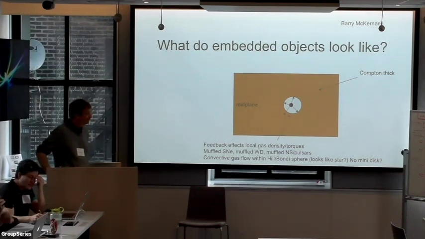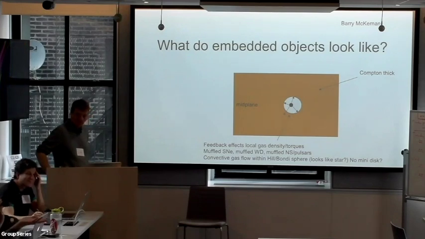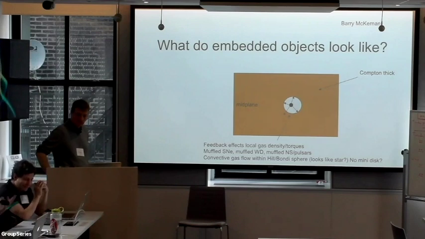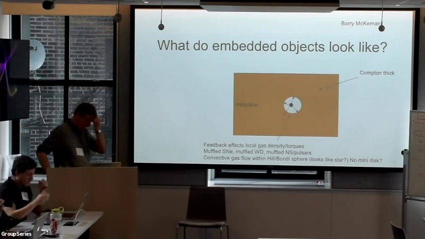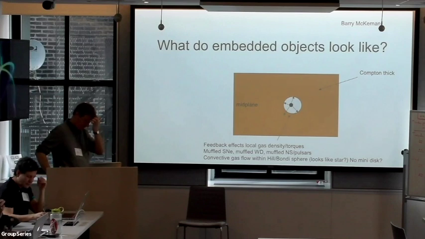So for example, we may have supernovae going off. Are they going to be completely blanketed by the AGN disk, depending on the model that you assume? What about white dwarfs accreting? You'll have interesting binaries forming of various exotics. What will happen to pulsars and neutron stars?